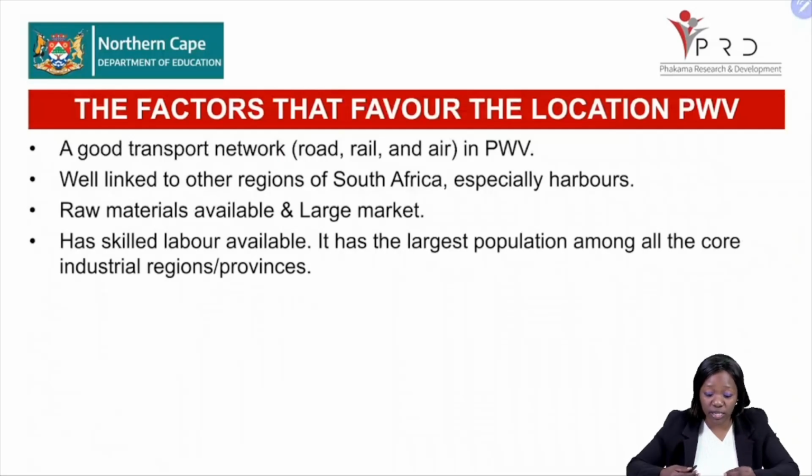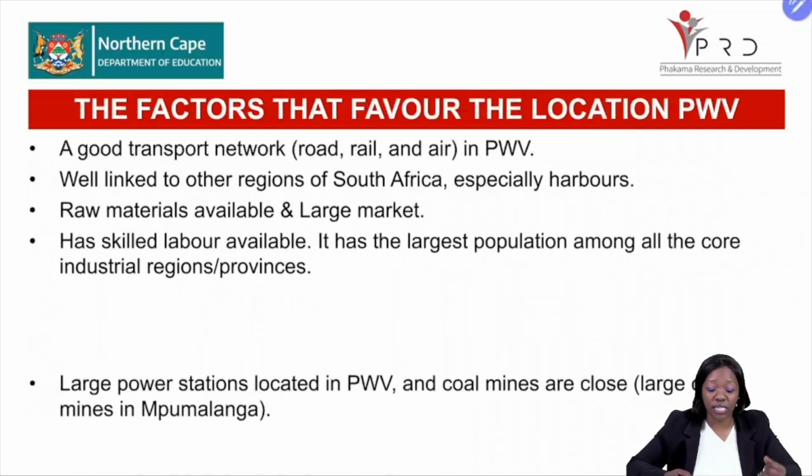Then we said this region attracts a lot of people, so there's a high population in this area. That being said, there is skilled labor available. They do not have to outsource because a lot of people are interested in this region. It has the largest population amongst the core industrial regions as well as the provinces. With the largest population, even when it comes to government allocation, because Gauteng has more population, they are also allocated more in terms of the services.